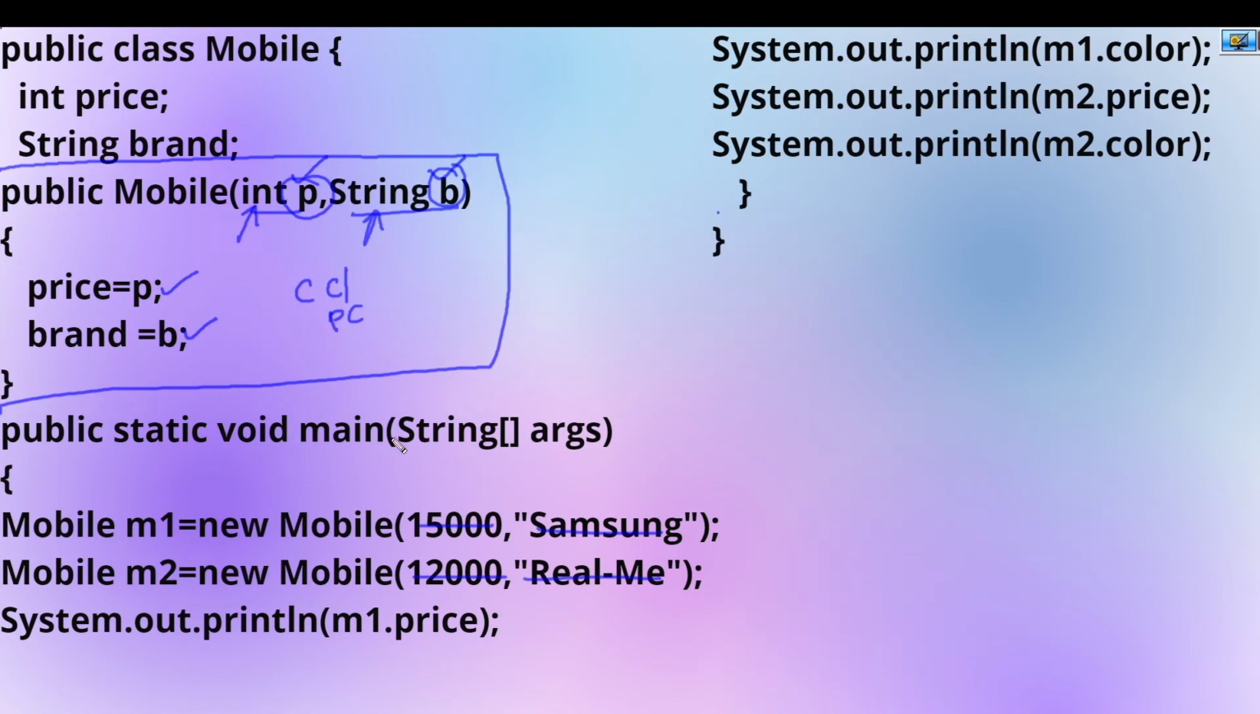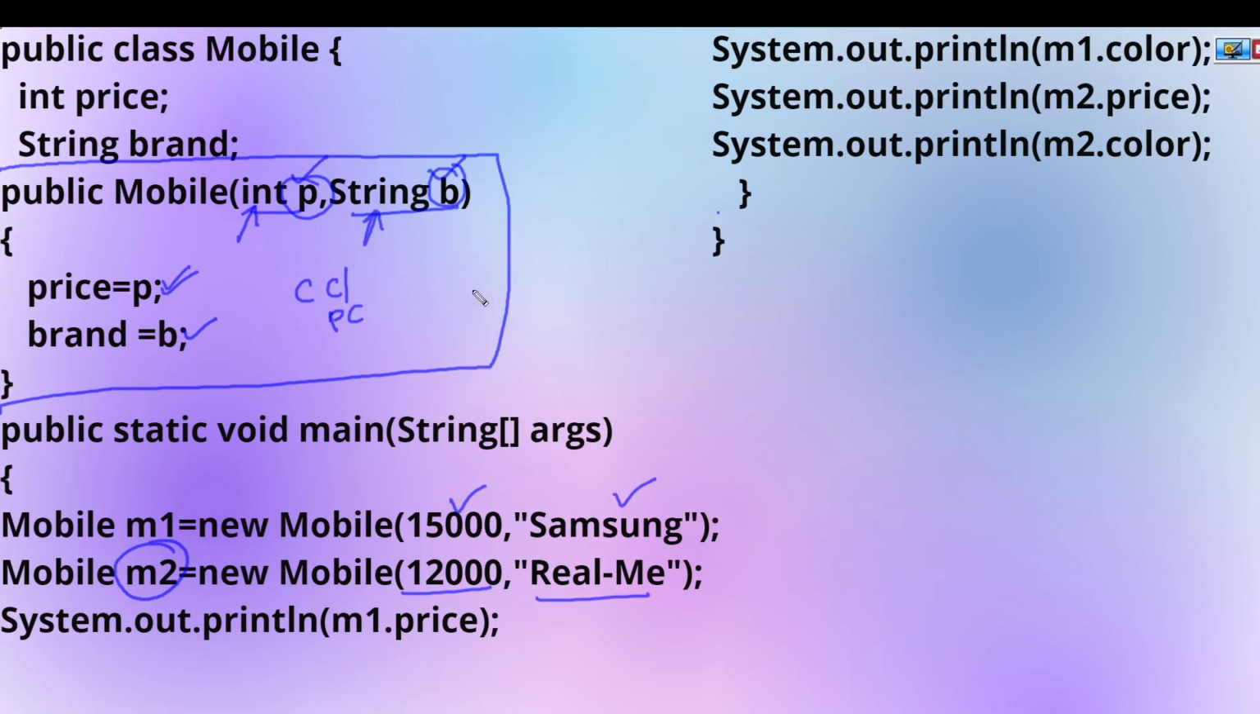So public static void main string args, mobile yum1 is equal to new mobile 15000 and Samsung. Now here 15000 will be given to this price and Samsung will be given to the brand. In the same way, we have already created another object. For the same object, we have given the variables at the time of object creation. That is, we have initialized the variable values during the object creation. This is how easy the constructor makes the work.